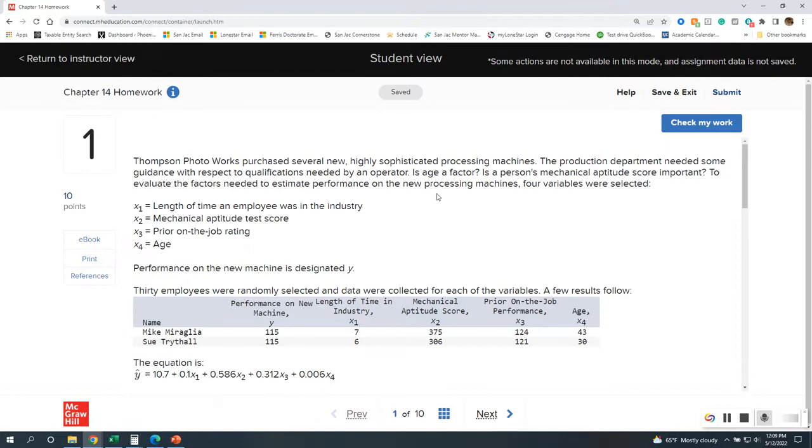And we're going to start off first. We know we're going to have a multiple regression. This is really all that this chapter was. So again, a few formulas, a lot of dealing with the software.